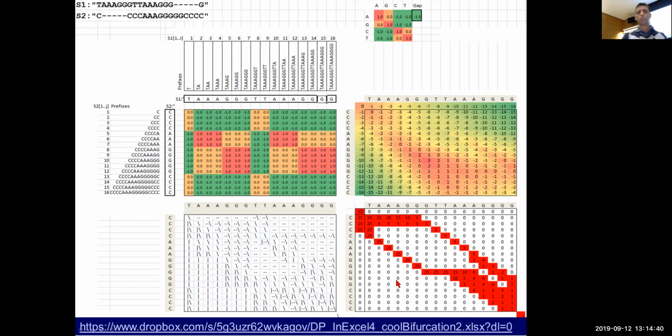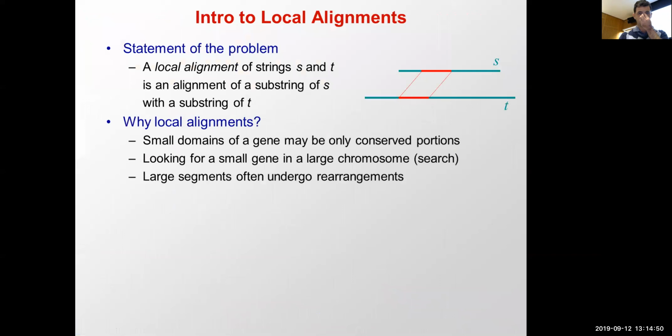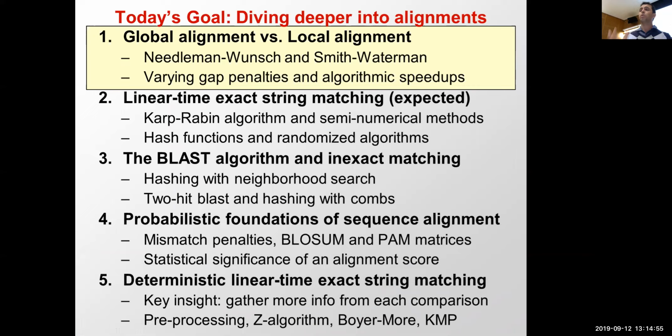But this is also great motivation for local alignment. You might realize that, hey, this is a duplicated region. Maybe I should be doing global alignment. Maybe I should be doing local alignment. And here's all the code for doing all these parts. Okay. So the goal for today is: what is actually local alignment? So here's the statement of the problem.